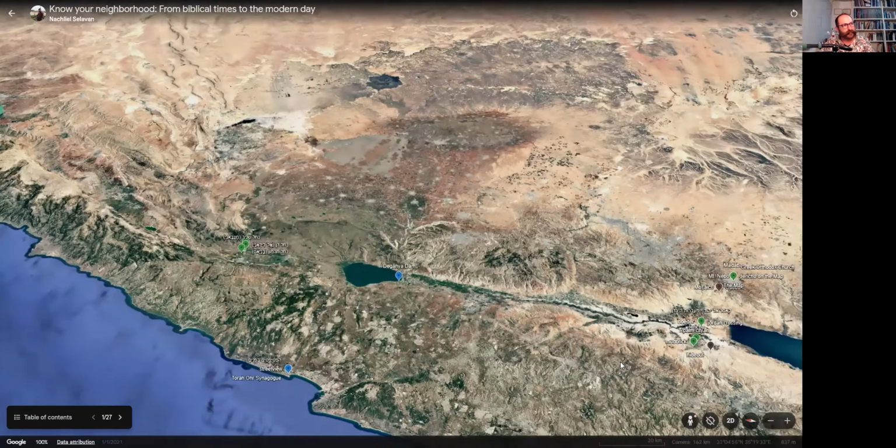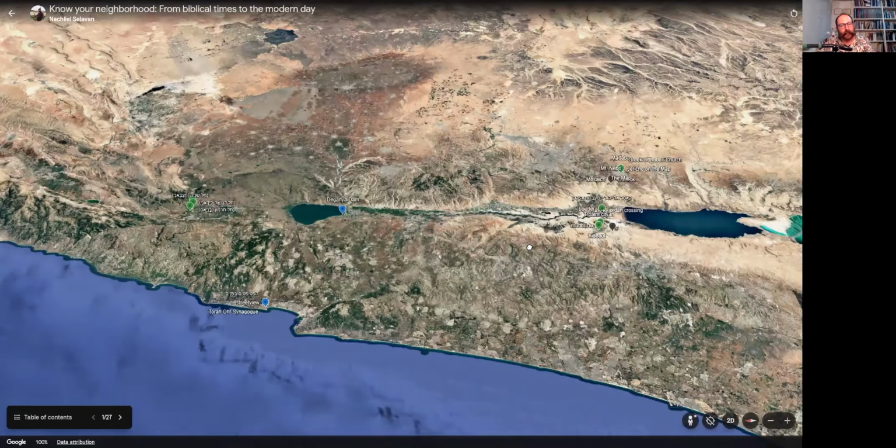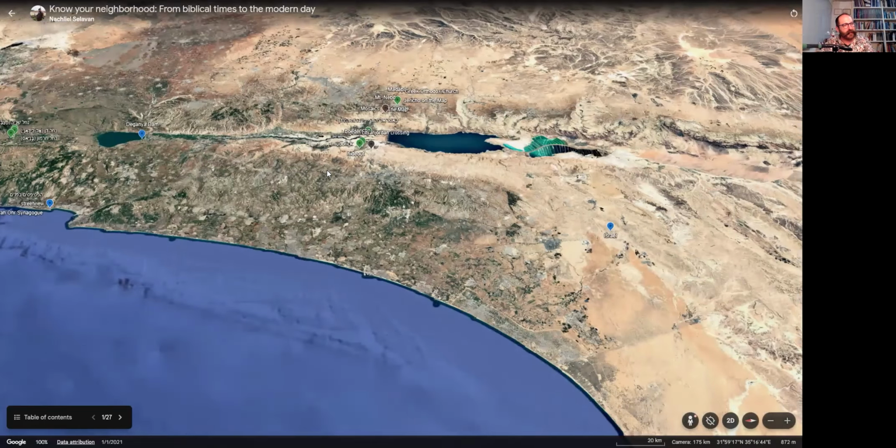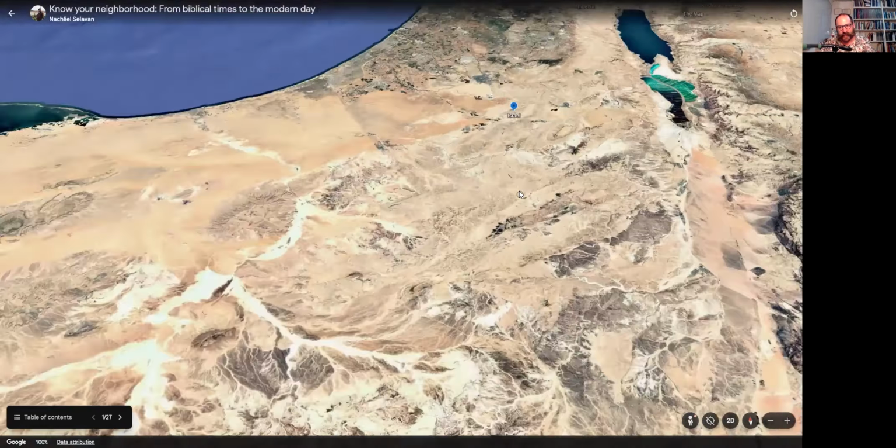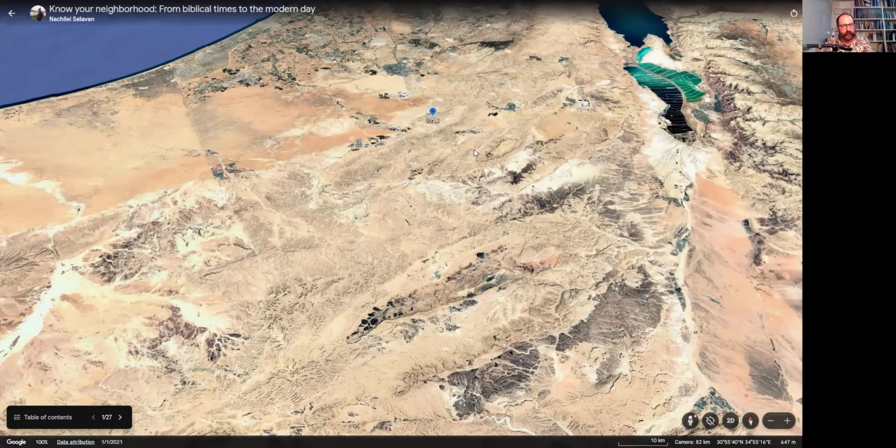But the south has a couple of names. First of all, Negev. This is called the Negev, the south of Israel. So Ben Gurion University is called the University of the Negev.